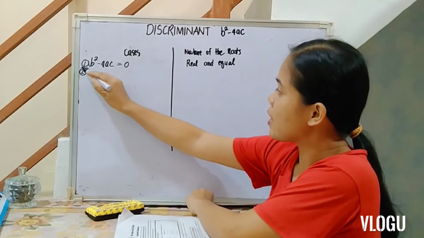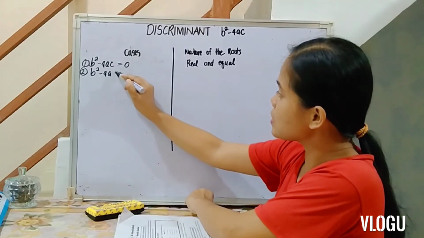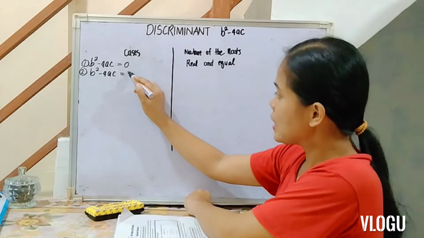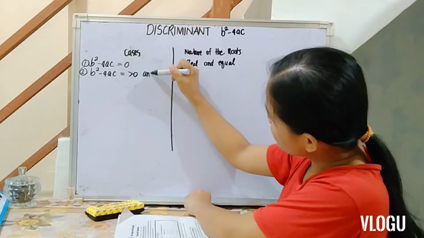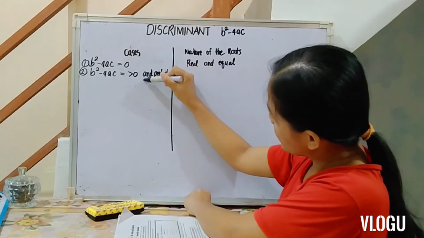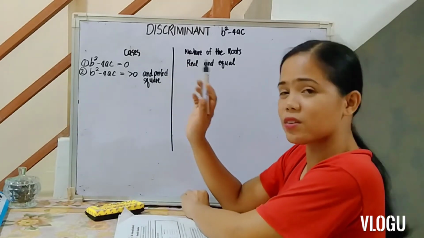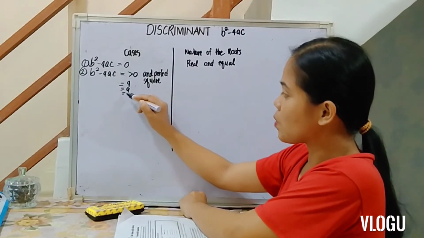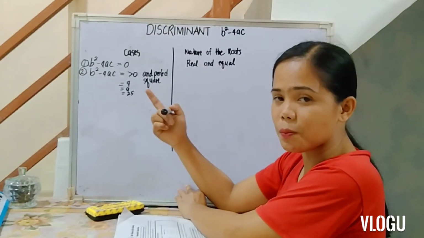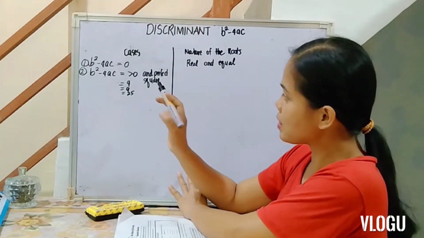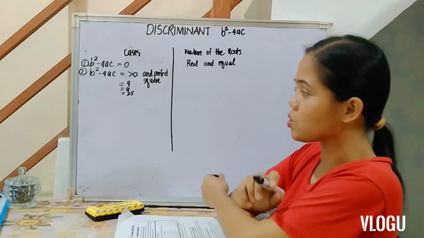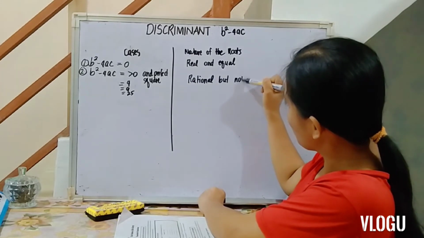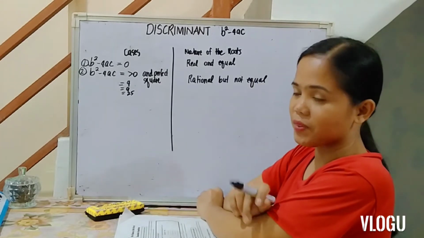Case number two is when b squared minus 4ac is equal to any positive number. It should be greater than 0 and a perfect square, for example positive 4 or positive 9 or positive 25. These numbers are all positive and they are perfect squares. If that is the case, then the roots of our quadratic equation are rational but not equal. That's case number two.